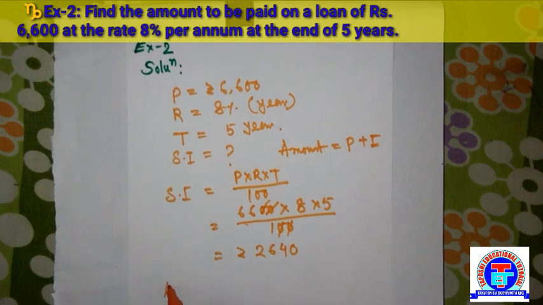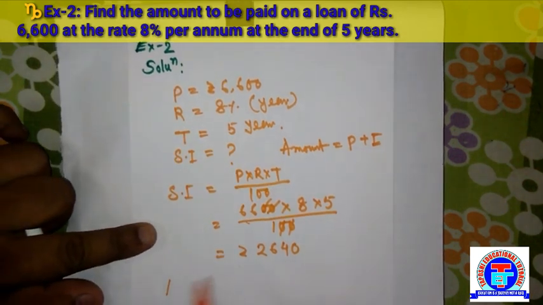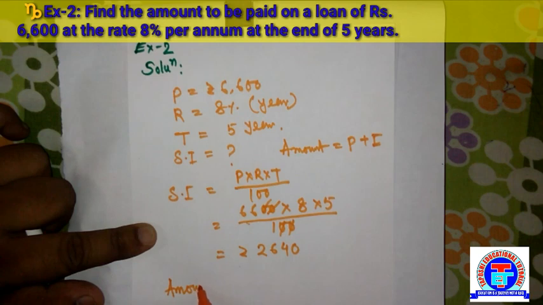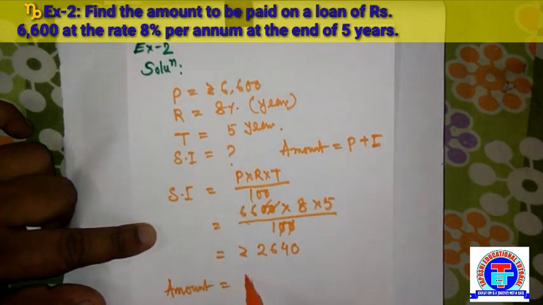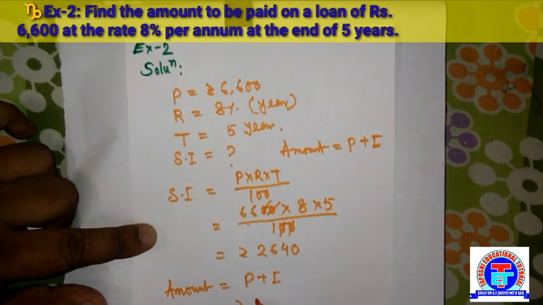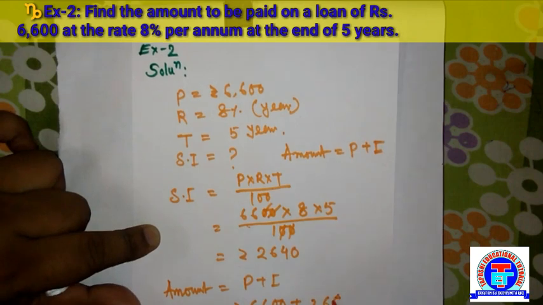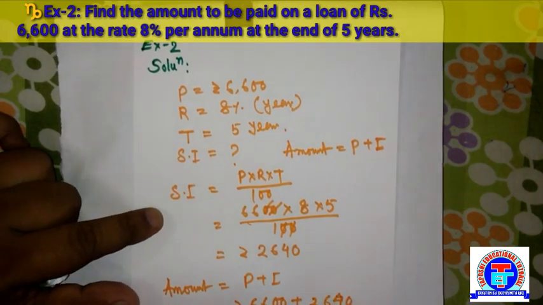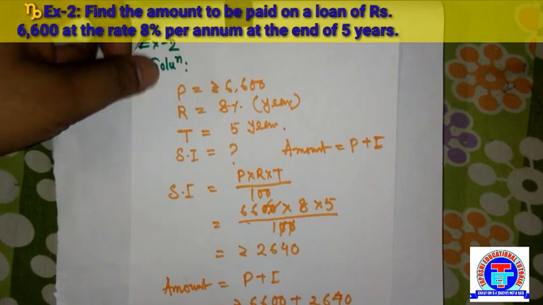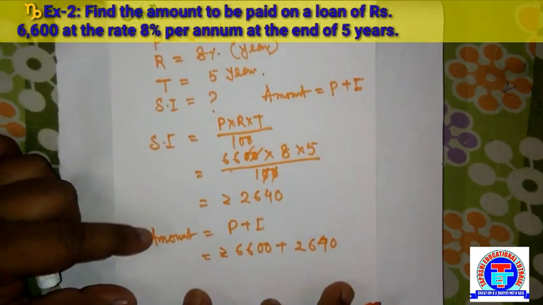Now we write amount is equal to principal plus interest. So here principal, how much? Principal rupees 6,600 plus the interest we got, 2,640 rupees. Now we calculate this one.